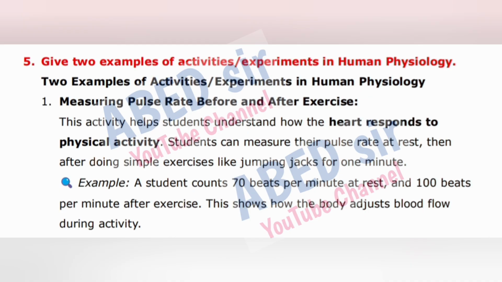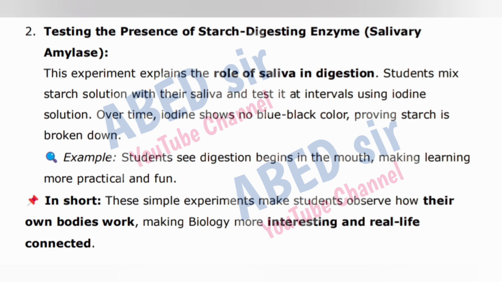Students can measure their pulse rate at rest, then after doing simple exercises like jumping jacks for 1 minute. Example, a student counts 70 beats per minute at rest and 100 beats per minute after exercise. This shows how the body adjusts blood flow during activity. 2. Testing the presence of starch-digesting enzyme, salivary amylase. This experiment explains the role of saliva in digestion. Students mix starch solution with their saliva and test it at intervals using iodine solution.